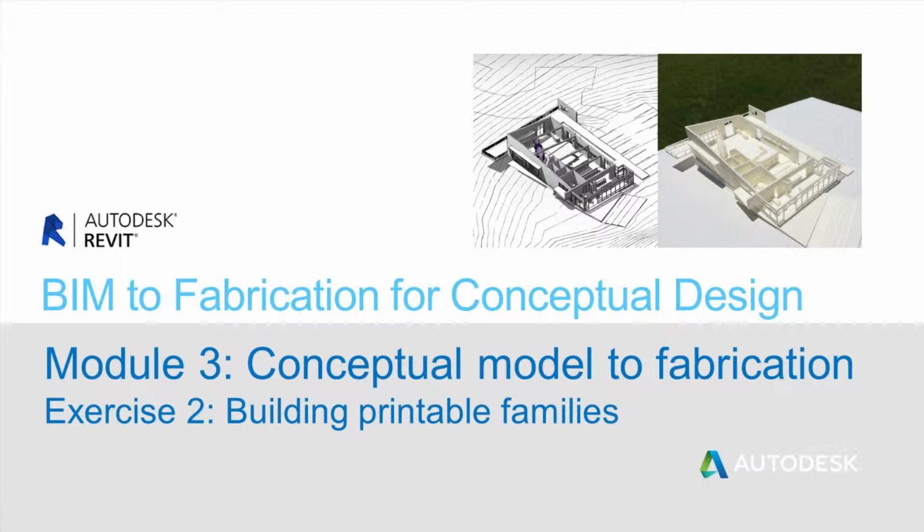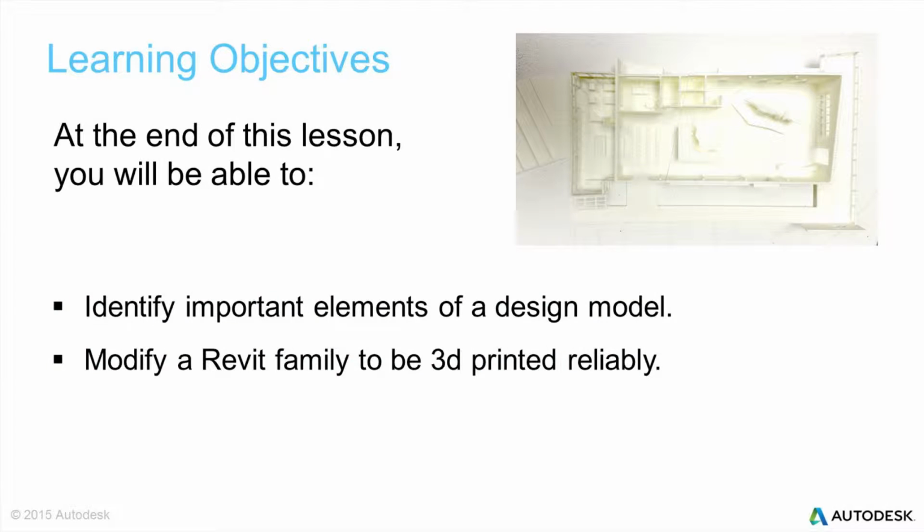Exercise 2 of Module 3 is all about building printable families. Smaller objects, chairs, tables, desks, can really give a physical model a sense of scale and proportion, so they're important to keep in. The tricky thing is what can we do to work with them to make them printable. So we're going to identify important elements of the design model and modify Revit families to be 3D printed reliably.